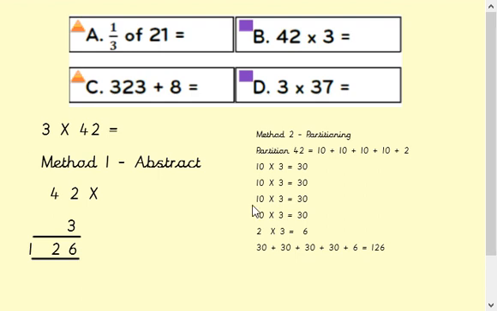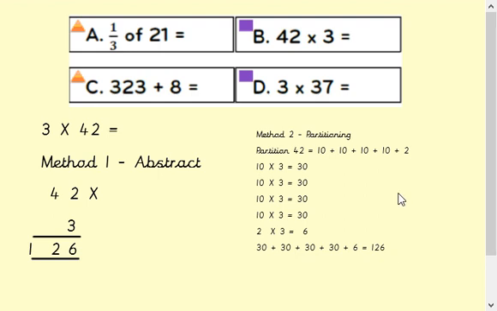We could use partitioning again. It's a little bit trickier this time. I've partitioned the number up into 4 lots of 10, so 10 plus 10 plus 10 plus 10, and then 2 on the end. And for each one, we would need to multiply that by 3 because that's the number that we're multiplying. So each one, 10 3s are 30, and 2 3s are 6. Then we would recombine those numbers and it will get us 126.